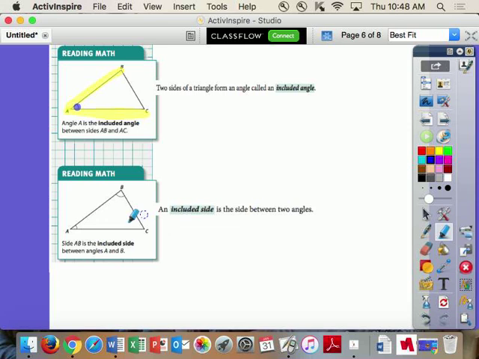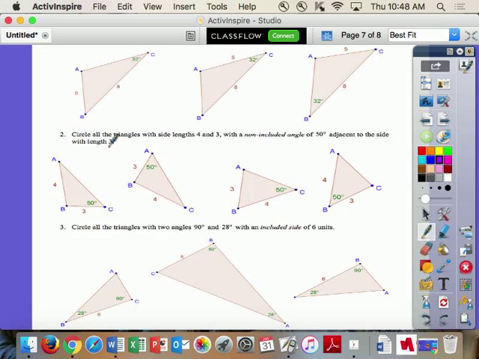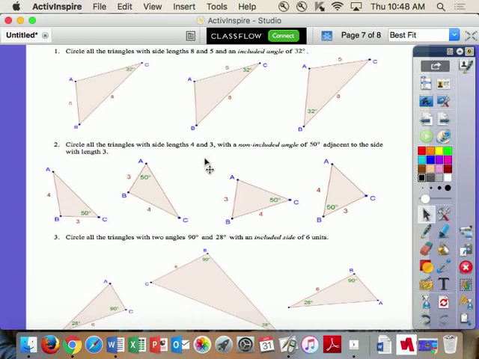The blue one. All right? Whereas here, if these are my 2 angles, what side would be included? Well, this one right here. What's in between them, right? Okay? That's kind of what we're looking at. So it says, circle, I think I'm missing something. Circle all the triangles with side lengths 8 and 5 and an included angle of 32 degrees. So you're looking for 2 side lengths with an angle of 32 degrees that is in the middle of them.